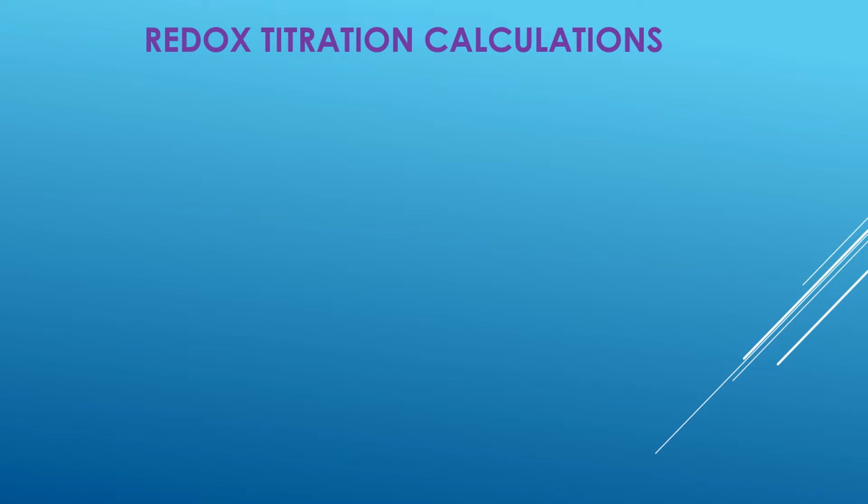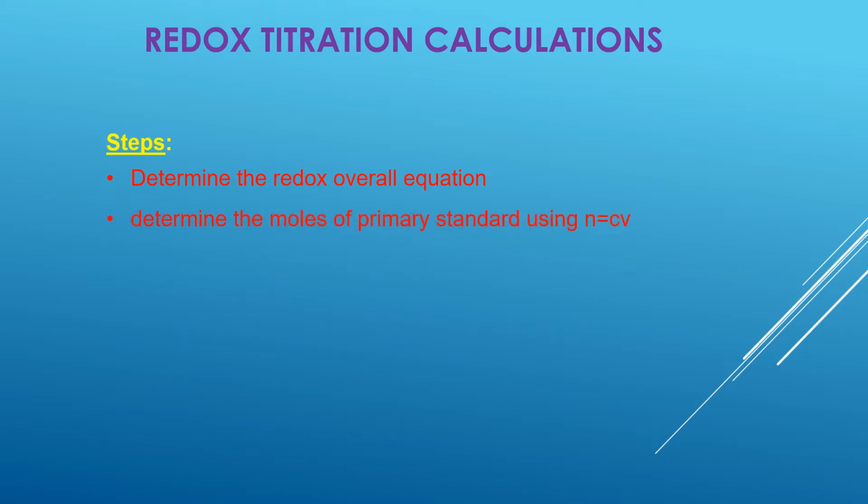Calculations in a redox titration as well as any other titration involve a four-step procedure. So let's look at the four steps that are involved in doing the titration calculations. Step number one, determine the overall redox equation. And this can be done by balancing the equation either in the acid medium or in the basic medium. Second step, determine the moles of the primary standard using n = CV.